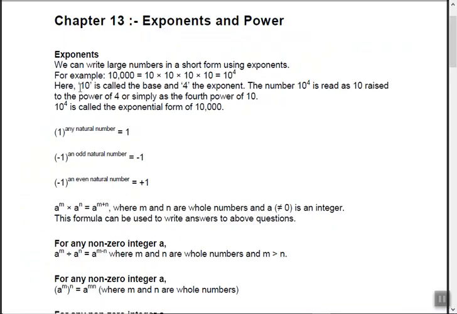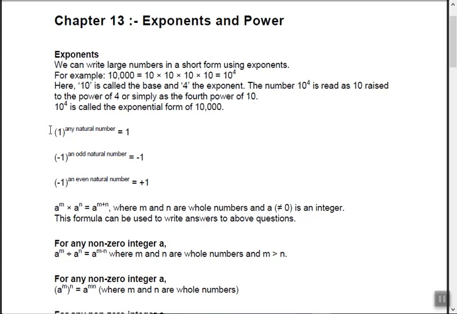Here in this example, 10 is the base and 4 is the exponent. The number 10 raised to 4 is read as 10 raised to the power 4, or simply as the 4th power of 10. Simple. 10 raised to 4 is called the exponential form of 10,000.